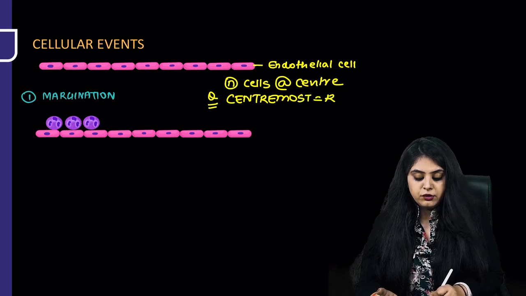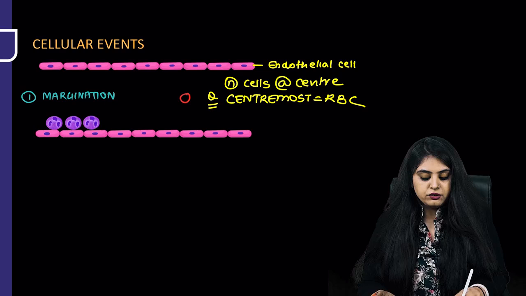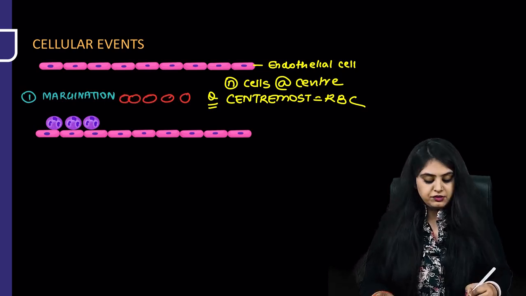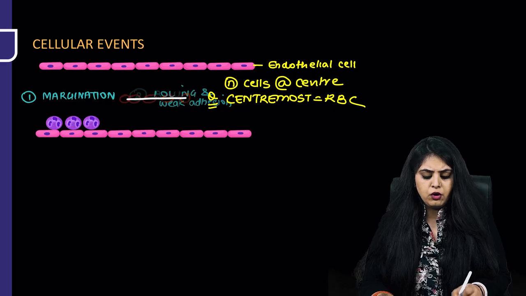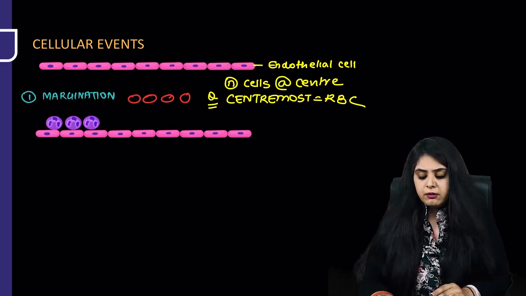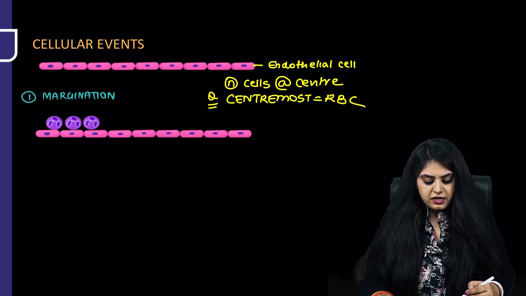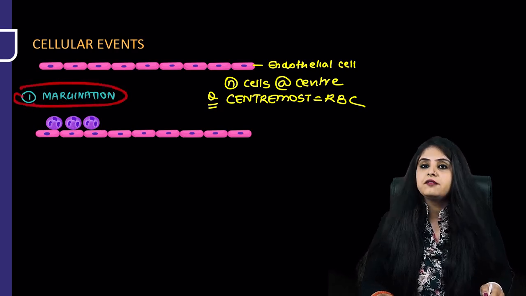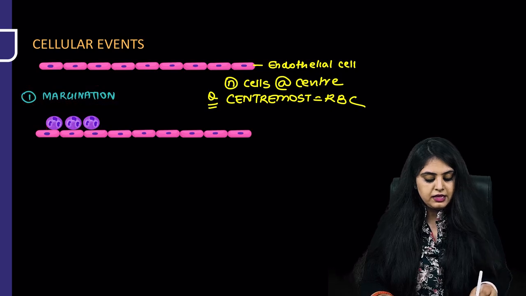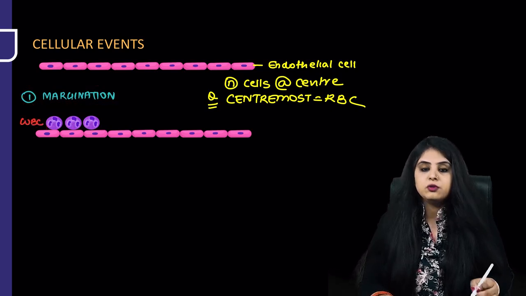The centermost cell is going to be a red blood cell, which tends to flow right in the center. But I'm saying, ma'am, here you're not talking about normal. Here you're talking about acute inflammation. So that means here you will say that, oh, the cells have come to the margin. Can we all see? These are white blood cells and they have come to the margin.